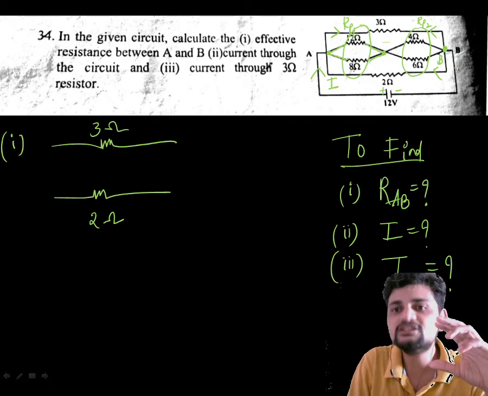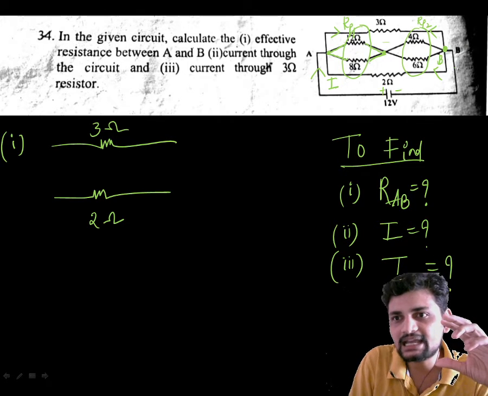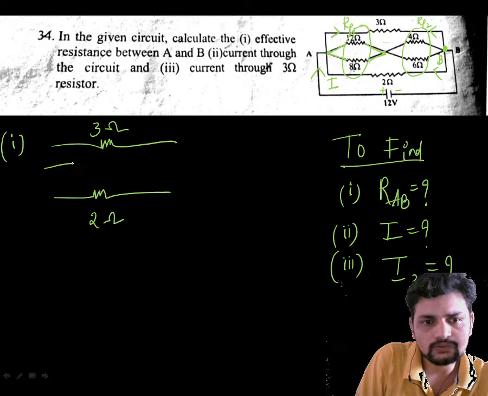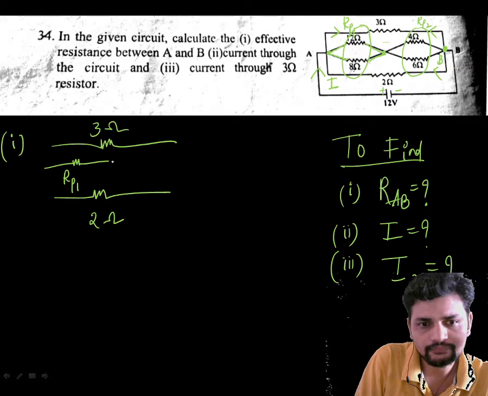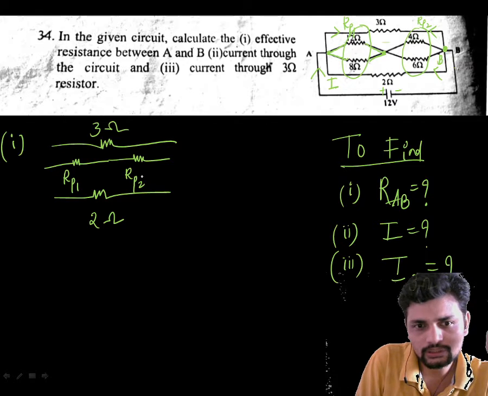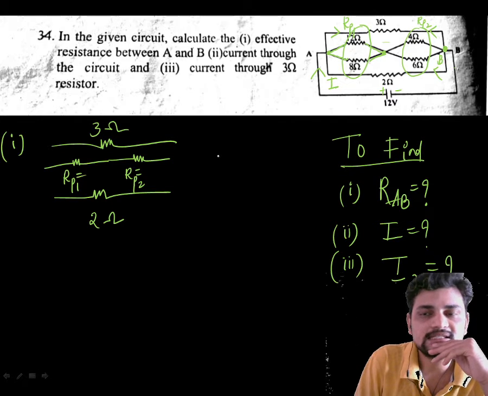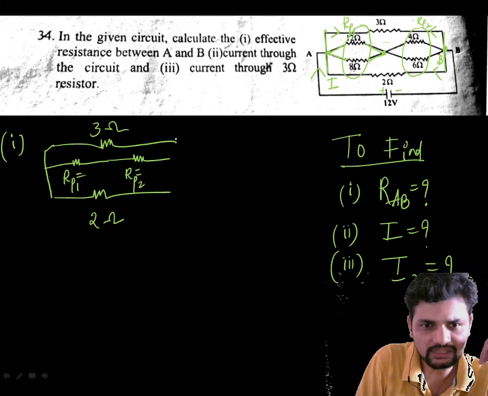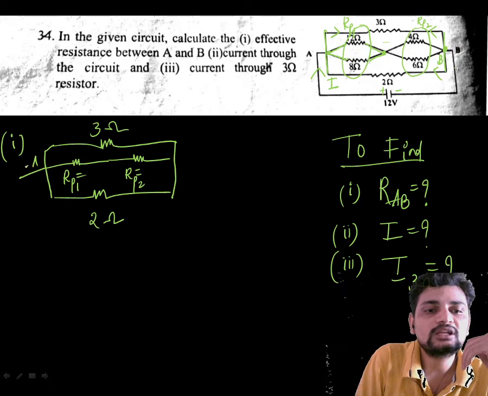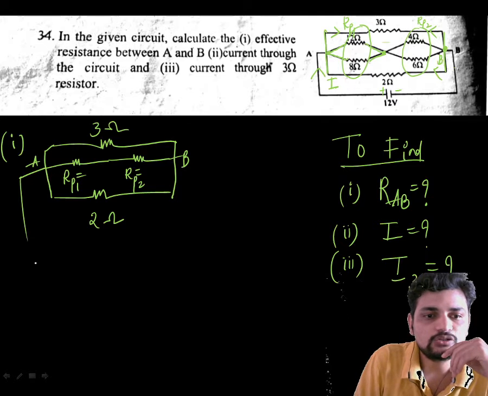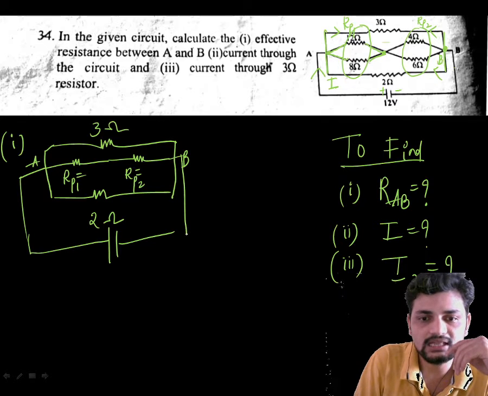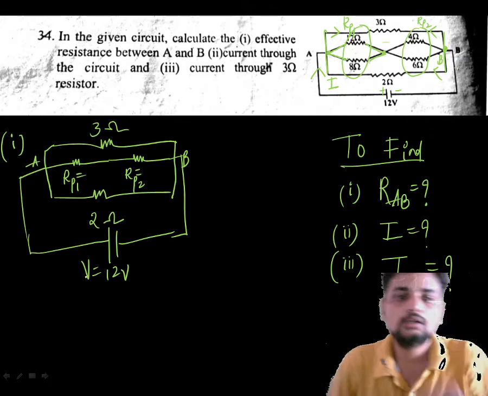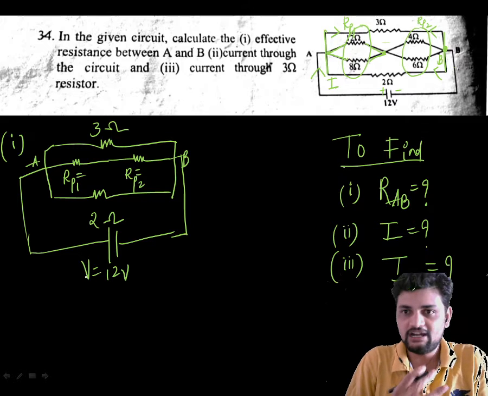The effective resistance of the first loop is RP1 and of the second loop is RP2. In turn, those two are connected in series. So first let me find RP1, then RP2, and then they are connected in series. At the end, they are both joined with a wire like this. This is terminal A, this is terminal B, and as usual I will connect across the same cell whose potential is 12 volt. This is the first step. Now let me find RP1 and RP2.